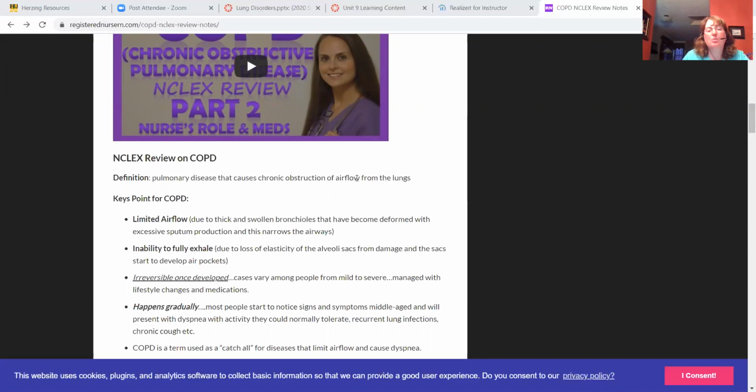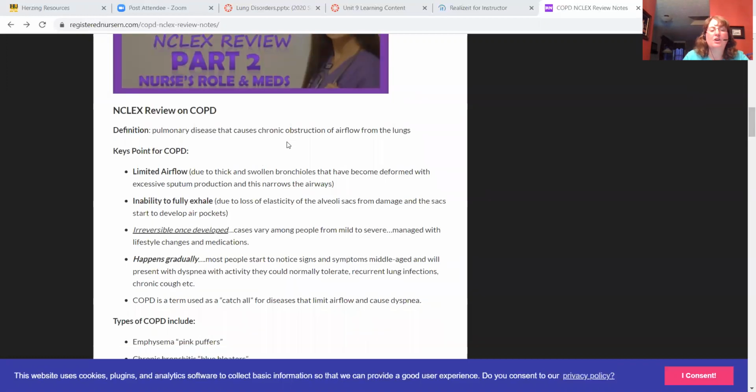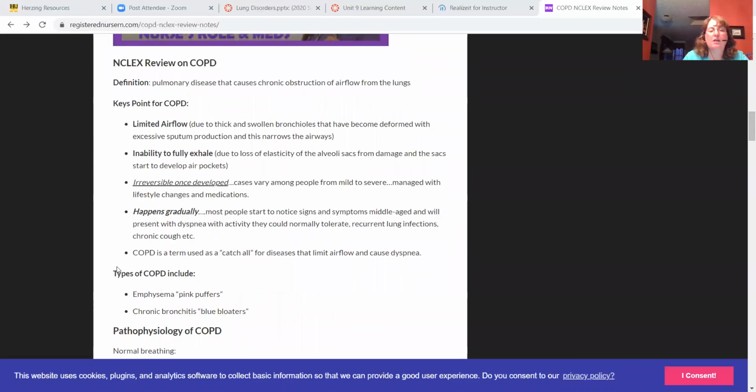So COPD is kind of a catch-all term for the disease process. Usually you have a couple of things going on. You have emphysema and also chronic bronchitis. So in here she says, hey, emphysema is also pink puffers. I don't know if you guys have ever heard that term before. Actually, I think I have a picture of this on my other slide, so let me stop this for a second. Let me show you that.